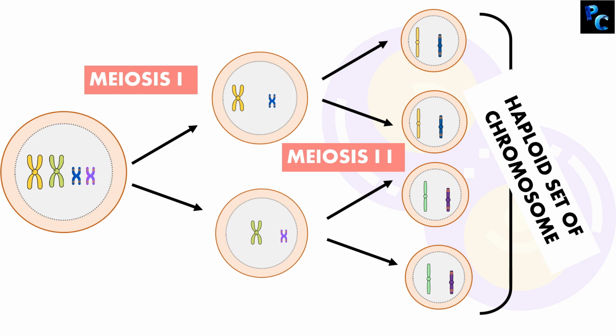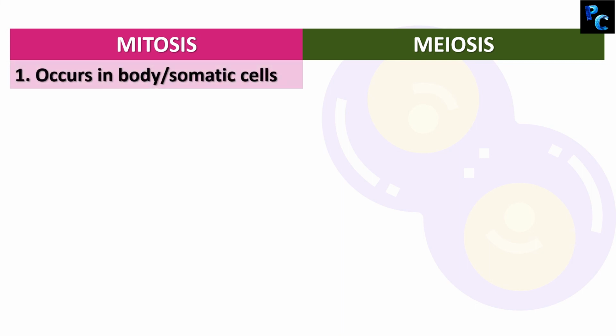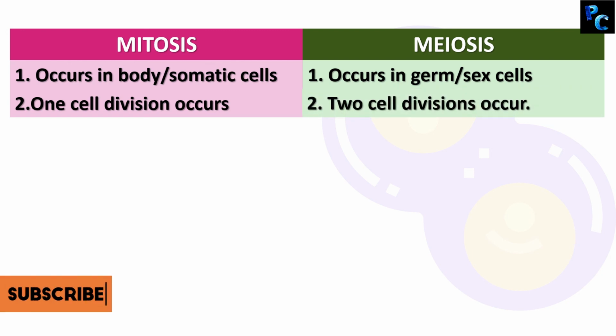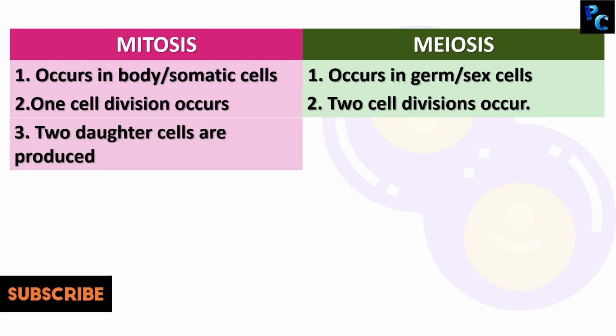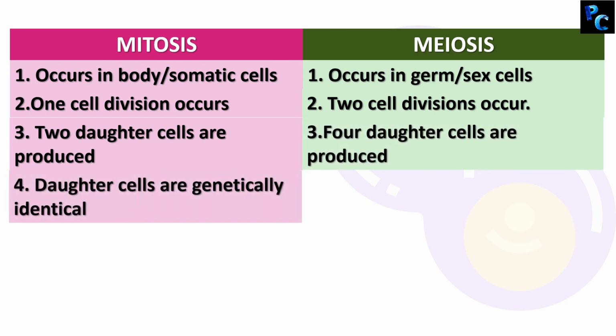Mitosis has the same number of chromosomes as the mother cell. Meiosis has half of the chromosomes of the mother cell. Now can you write the differences between mitosis and meiosis? Let's see. Mitosis occurs in body cells or somatic cells in the higher organisms. Meiosis occurs in the germ cells or sex cells in higher organisms. Mitosis is a one cell division process. Meiosis is a 2-cell division process. 2 daughter cells are produced in mitosis. 4 daughter cells are produced in meiosis.